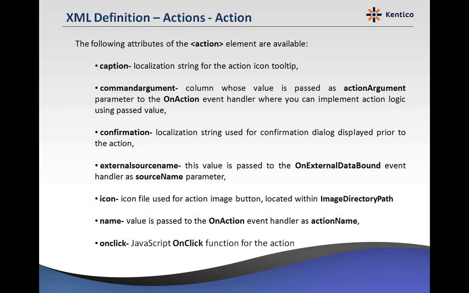Then there is an external source name attribute. In case of actions, it's the name of the action that is passed as the source name parameter of the on-external data-bound event handler. So the value that you specify in external source name, when the on-external data-bound event is fired in the grid view, you can switch your code based on what is the name of a source, so what is the value of the source name parameter, and that way you can identify which action is being bound to the grid.